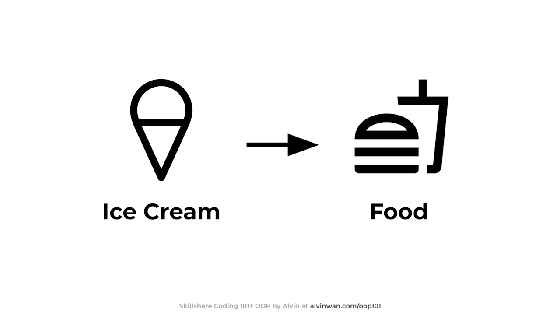Because ice cream is an example of food, we define ice cream to be a child class of food. We can also say that ice cream subclasses food. We call food the parent class. Defining this is-a relationship gives us an interesting benefit called inheritance.